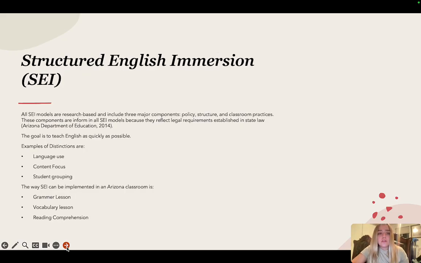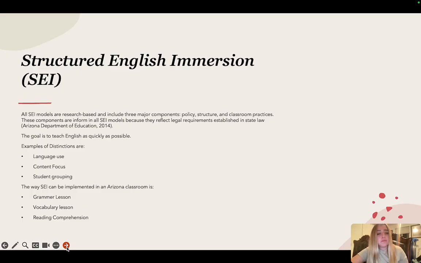Structured English immersion. All SEI models are research based and include three major components: policy, structure, and classroom practices. These components are informed in all SEI models because they reflect legal requirements established in state law. The goal is to teach English as quickly as possible. Examples can include language use, content focus, and student grouping.